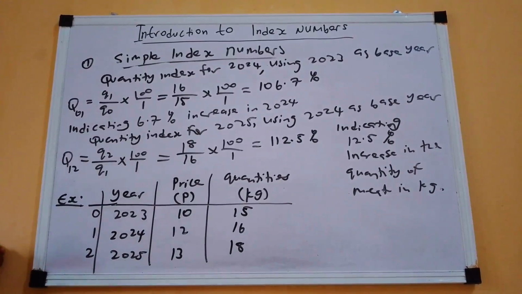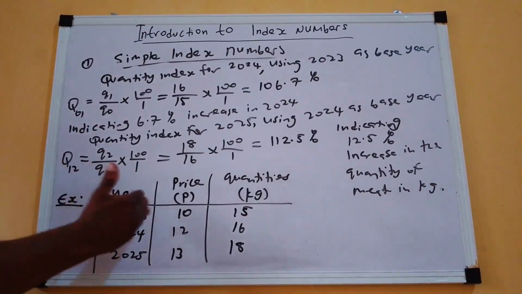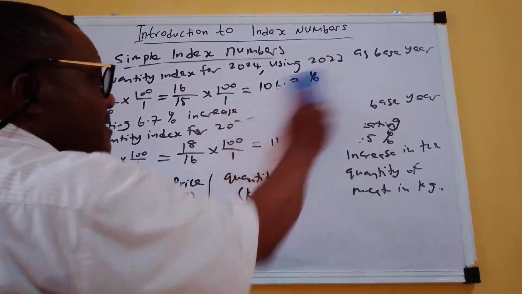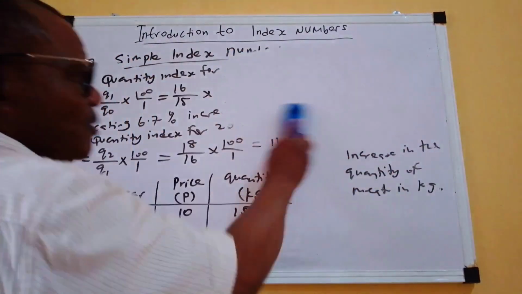Now quickly, we want to look at what we call the composite index numbers. Composite. Now the difference between the simple index numbers and the composite index numbers is that the simple index numbers are confined to only one commodity. Look at it now, this commodity for 3 different years. We looked at the prices and the quantities of meat. It was meat in kg that was considered in this example. So the simple index numbers are confined to only one commodity, while the composite index number takes care of several commodities. So that's why we want to look at the composite index numbers.